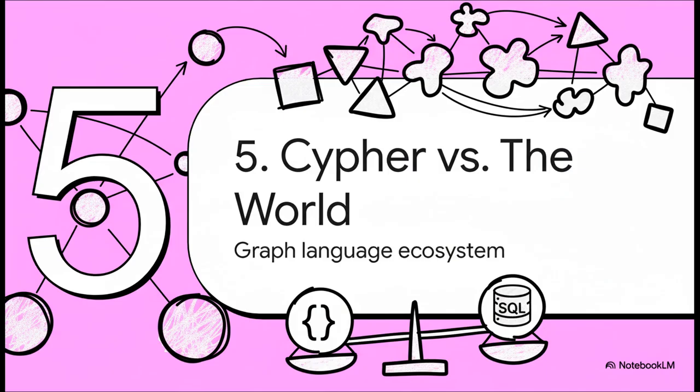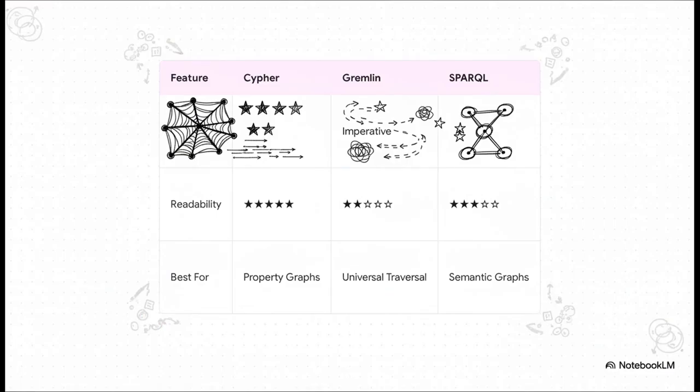Okay, so Cypher is obviously pretty powerful, but you're probably wondering, is it the only game in town? And that's a great question. So let's zoom out for a second and see where it fits into the bigger world of graph languages. So here's the quick breakdown. We know Cypher is declarative. You describe the what. And its readability is, 5 stars, no question.